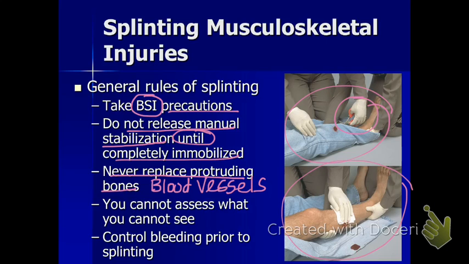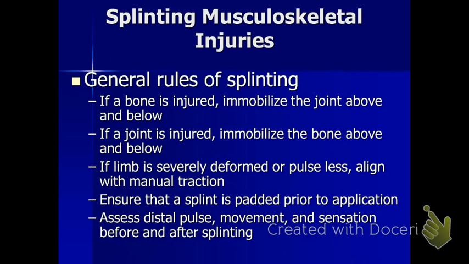And then last but not least, again, kind of repetitive from the other slide, but we want to control bleeding prior to splinting. So rule number 1, control the bleeding first. Rule number 2, stabilize. And then rule number 3, we would be splinting. So now that we're into splinting of musculoskeletal injuries, I think that you have to know the following rules in order to splint correctly and to make sure that the joint is completely stabilized.